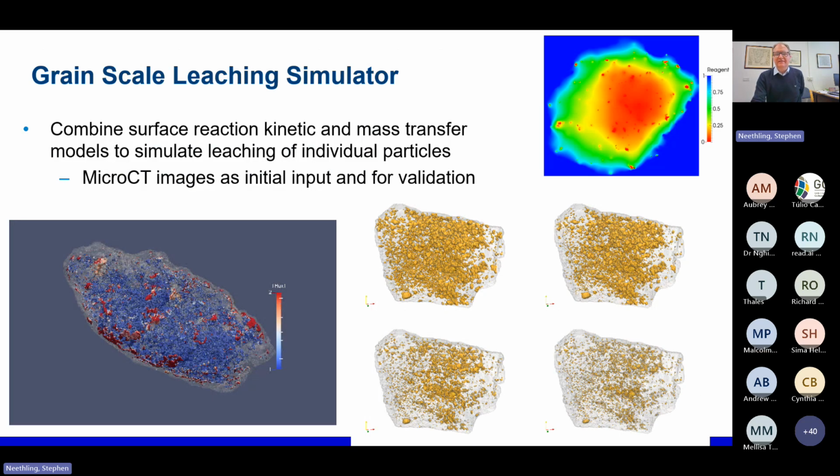We then combined this to produce improved models. Usually people just use shrinking core or similar models for the leaching behavior. And we were trying to develop improved particle scale leach models for what, if you do a CT scan of a particle, how is it going to leach?